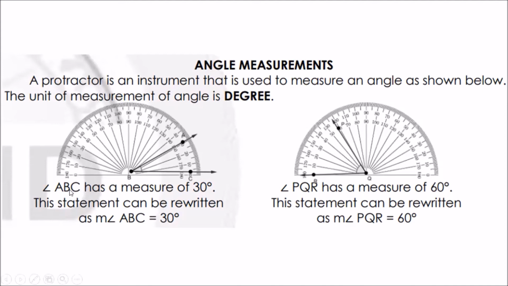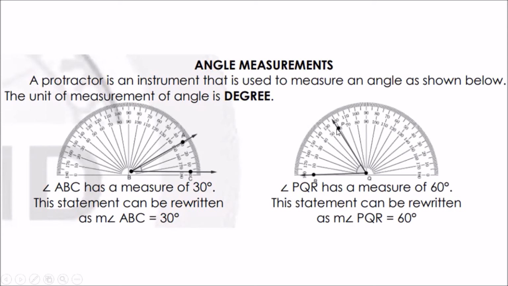Angle ABC has a measure of 30 degrees. This statement can be written as measure of angle ABC is equal to 30 degrees. Now, angle PQR has a measure of 60. So, ano ito? 60, 0 to 60.